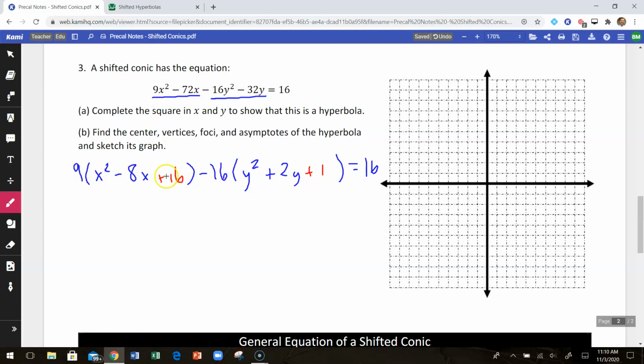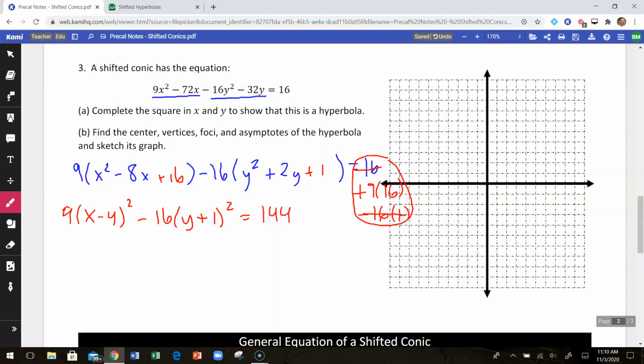So what I really put here was 9 times 16, right? There's a 9 out front of this 16 that I put there. So I have to also add over here 9 times 16. And then when I put that 1, what I really put was negative 16 times 1. So I'm also going to have to do minus 16 times 1. I need to have both of those things added to that side. If you then factor, we've got 9 times x minus 4 squared minus 16 times y plus 1 squared equals, now this side, if I add all of this together, the minus 16 and plus 16 cancel out. I get 9 times 16, which is 144.